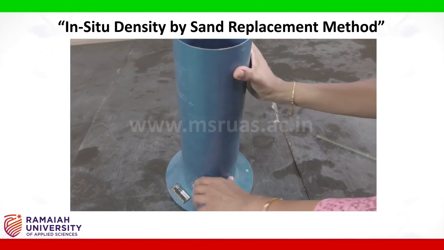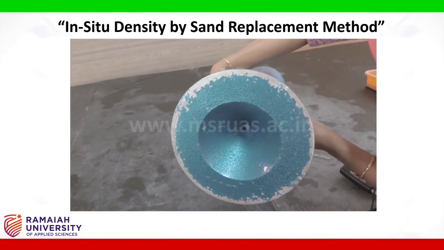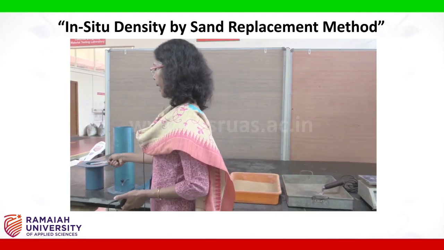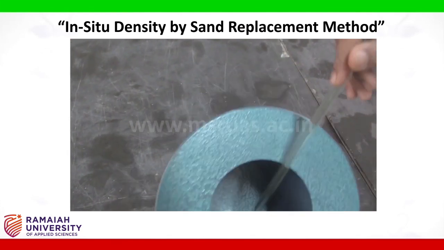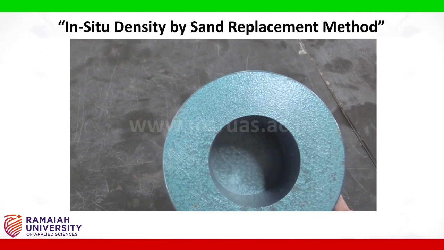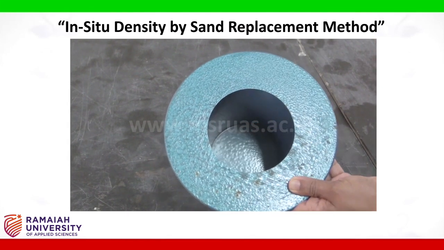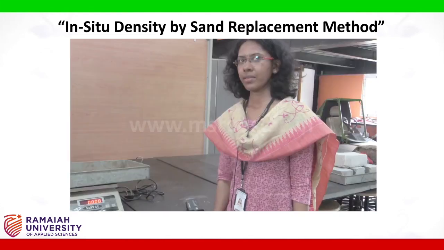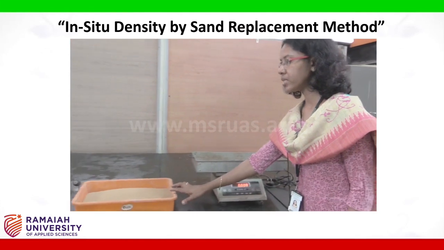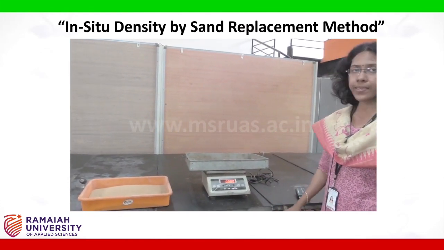This sand pouring cylinder also contains a conical portion in the bottom, and a calibrating container whose internal diameter is 10 centimeter and a height of 15 centimeter. The volume of the container can be obtained from the dimensions or it can be obtained by filling this container with water. Measure around 4 kg of clean sand which passes through 1 mm and retained on 600 micron sieve.